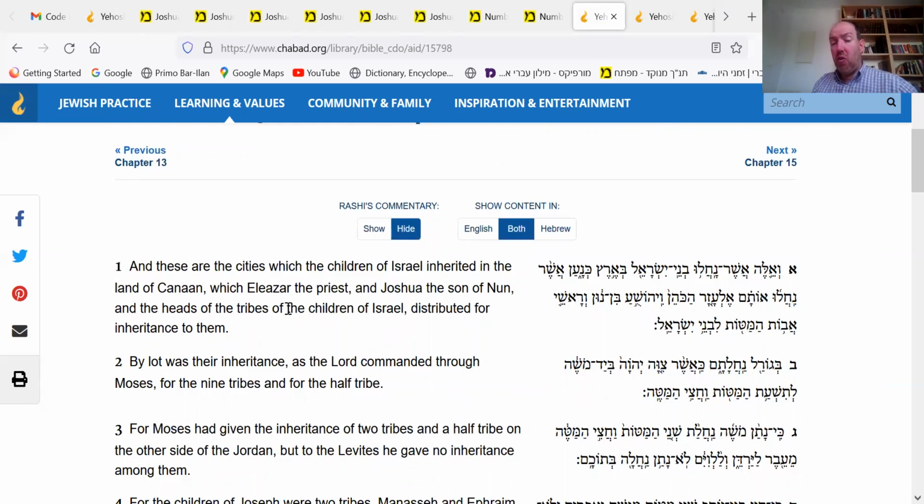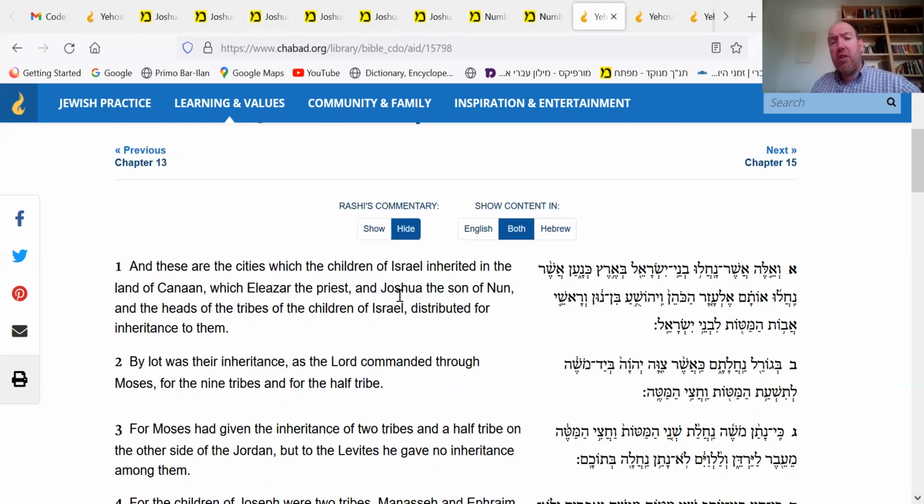Why the changing of the order? You'd expect Joshua, the central leader, to be mentioned first. I think this is, of course, to emphasize that the allotment is not by the whim of the leader, but rather represents the divine will, and hence Eleazar, the priest who is the representative of the divine here, is mentioned first as being central in the allotment of the land.